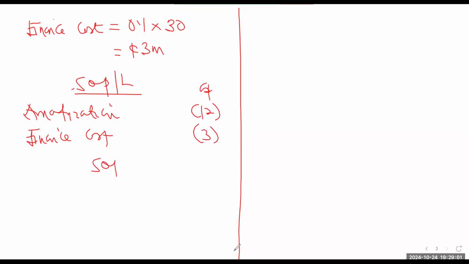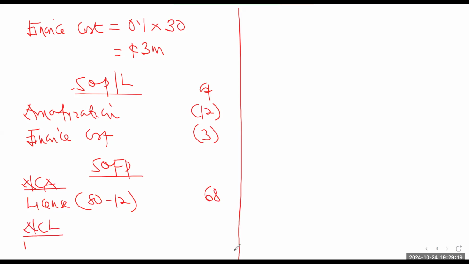In the statement of financial position of the entity, they will have non-current assets, and that will be a license, isn't it? And the license will be 80 minus 12. What are we having? 68. And we have non-current liability, that will be deferred payment, that will be 30 plus 3, that will give us 33, isn't it? Yes, sir. All right. So that is the issue.